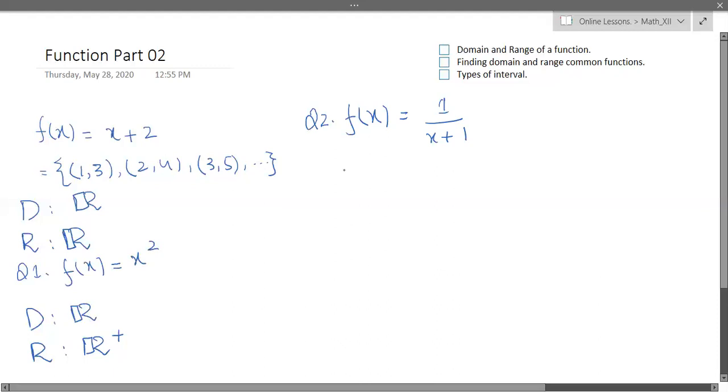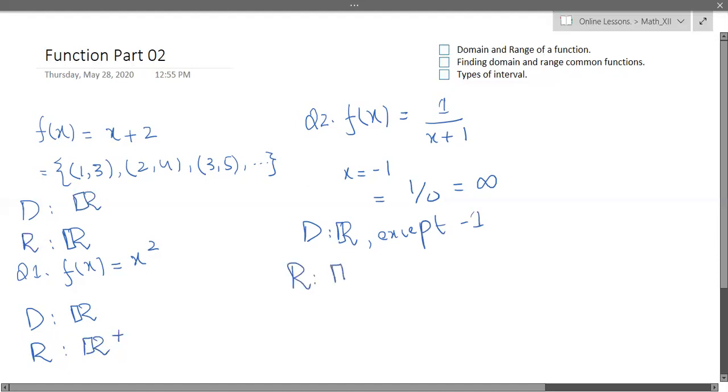Now, in this case, if you substitute x equals minus 1, so for this one, it will be 1 over 0, and any number divided by 0 is undefined. So function is not defined at x equals minus 1. So its domain will be all real numbers except minus 1, excluding minus 1. Its range will be again all real numbers.